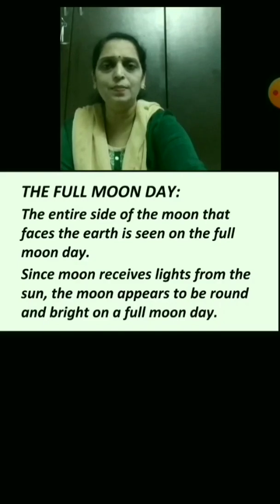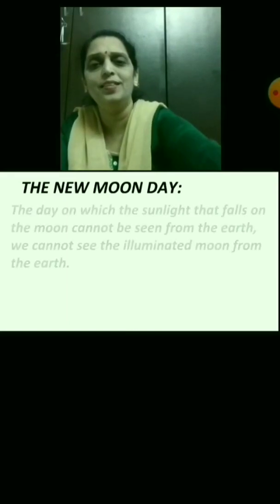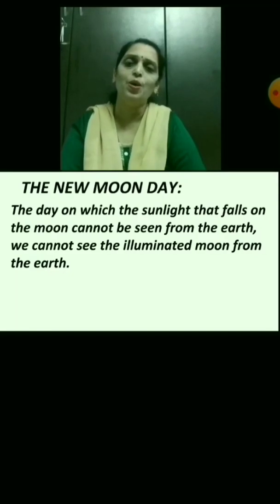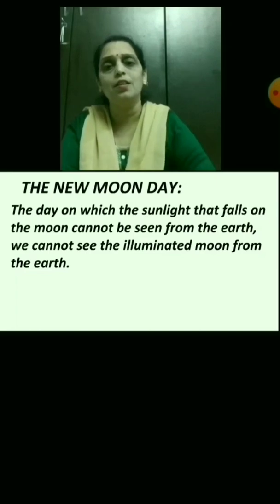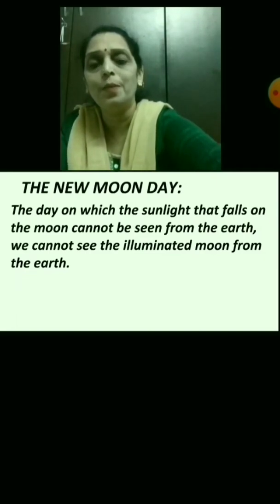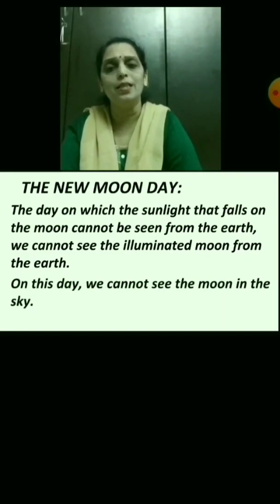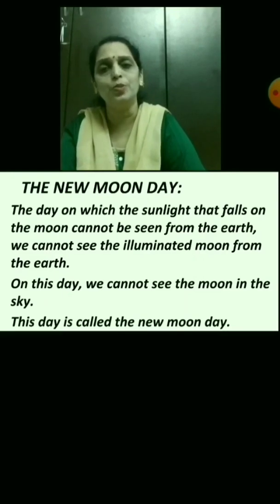Did you understand? The next is the new moon day, the day on which the sunlight that falls on the moon cannot be seen from the earth. We cannot see the illuminated moon from the earth. Illuminated means the brightened part of the moon. On this day, we cannot see the moon in the sky. This day is called the new moon day.